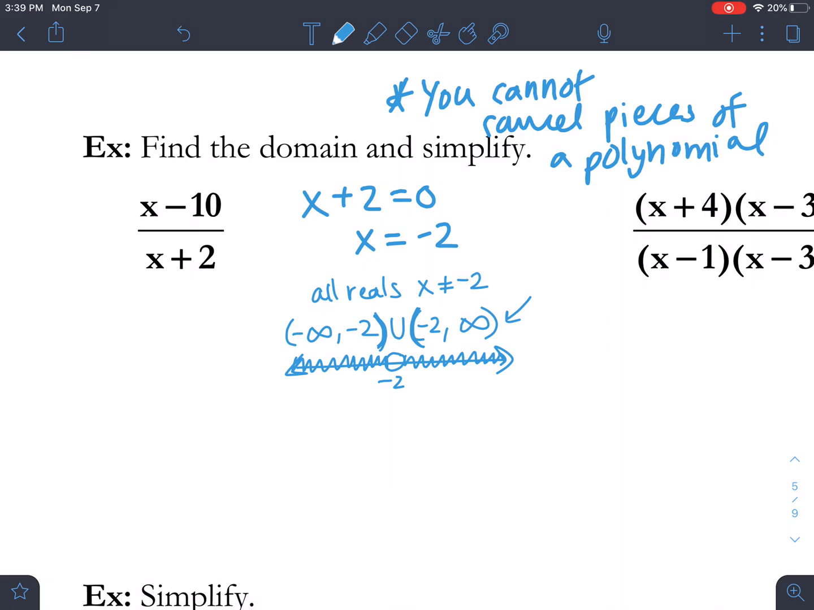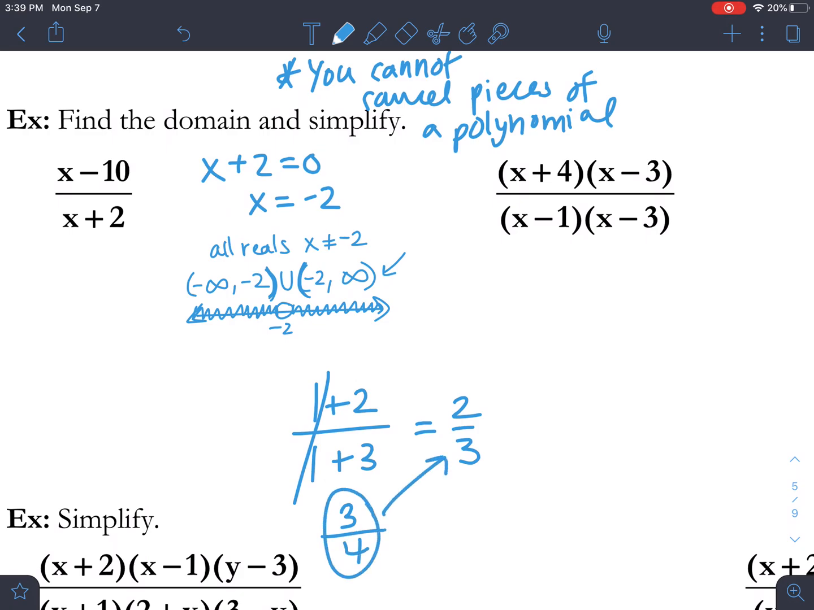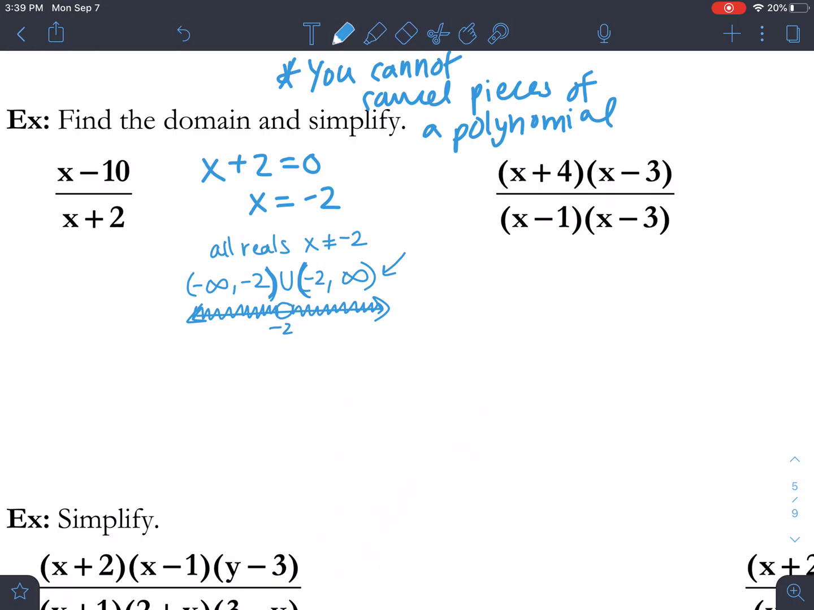I want you guys to take a look, and if you don't believe me, you could make up a little problem for yourself. If I had 1 plus 2 over 1 plus 3, well, if I canceled out the ones here, I would get 2/3. But what if I actually did what I was supposed to do, which is order of operations? 1 plus 2 is 3, 1 plus 3 is 4. Is 3/4 the same as 2/3? No. So that's another little mini proof why I cannot cancel out pieces of a binomial. So this is actually simplified. That is all you can do. And that's the final answer there.